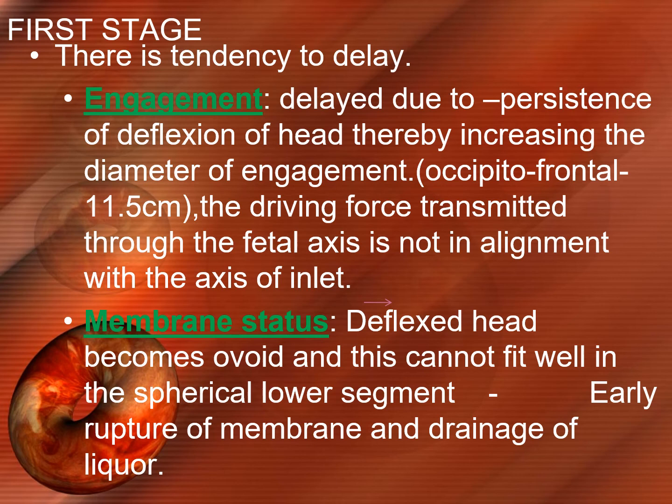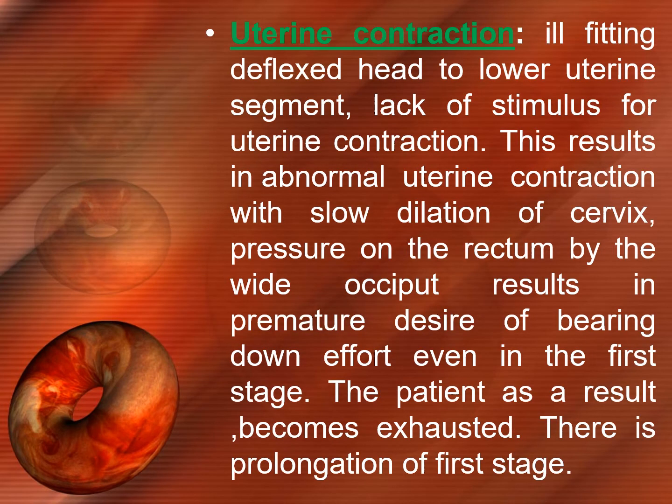See, if the head is slightly deflexed, instead of the suboccipitobregmatic diameter, the occipitofrontal 11.5 cm will be coming and will be entering into the pelvic brim. So if the pelvis is slightly contracted, there is a chance for non-engagement. And next one is status of the membrane. The deflexed head becomes overt and this won't fit effectively, or it won't be well fitting to the pelvis. So there is a chance for rupture of the membranes and drainage of the amniotic fluid.